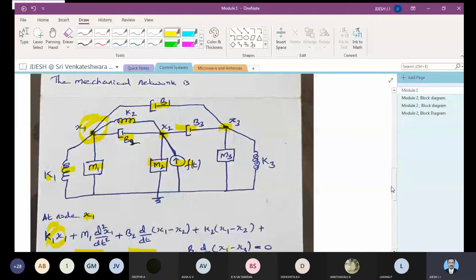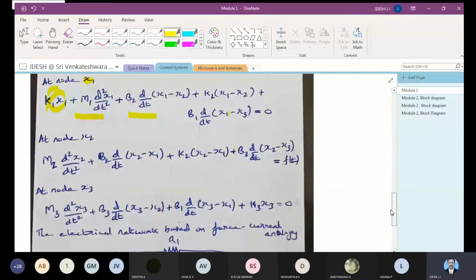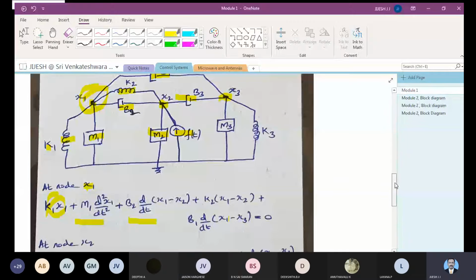So someone else can try for X3. X3 becomes E3, sir. Correct. E3 is connected to M3, which becomes C3. And K3 becomes L3, sir. Rest of the things we have already told.